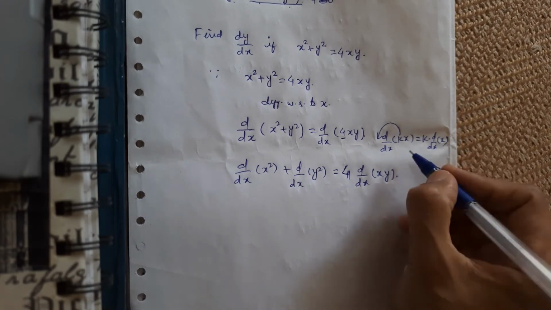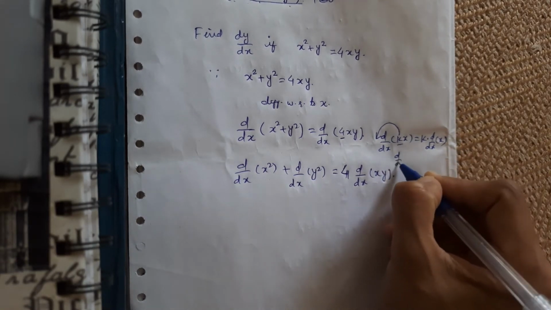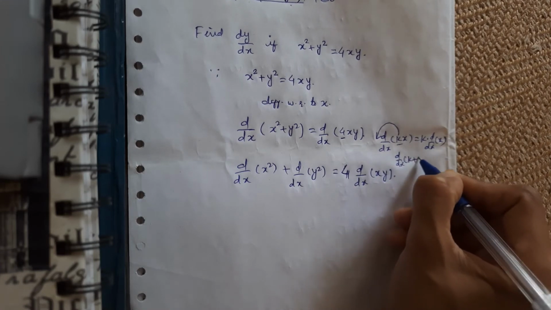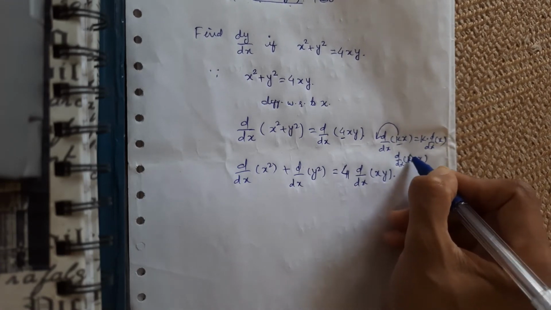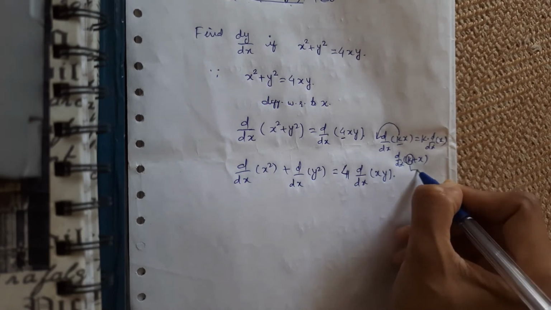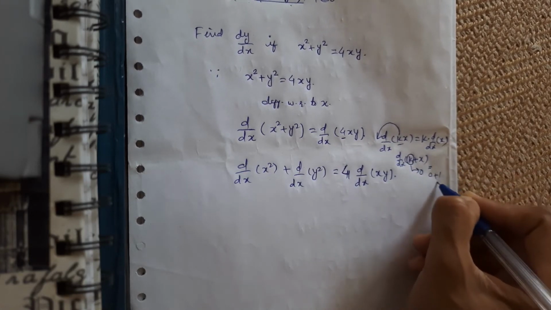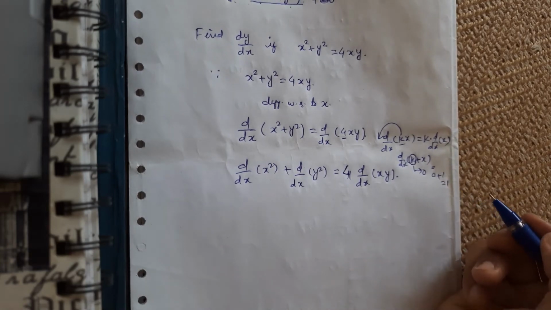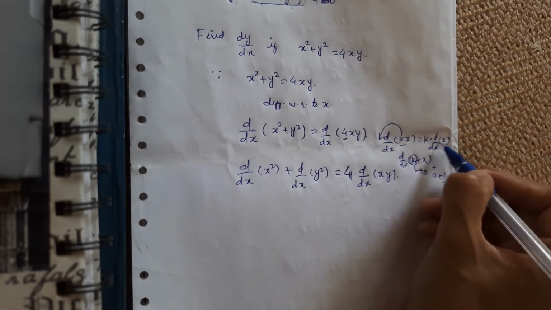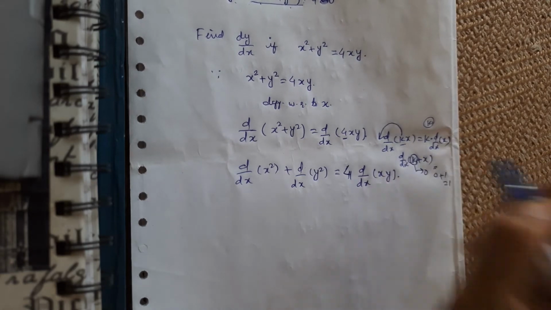Now here, if the term is like d by dx of k plus x, this is a separate constant term and its derivative is 0. So you will get the derivative as 0 plus 1, that is 1. And here you will get the derivative as k into 1, that is k. So remember that difference.